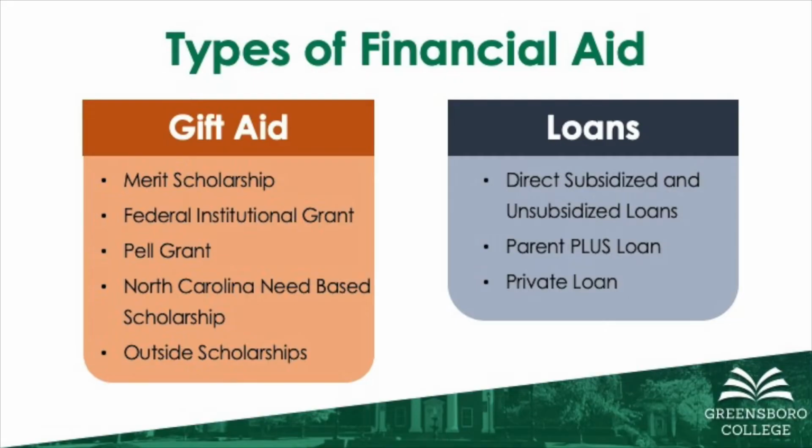There are two types of financial aid: gift aid and loans. Gift aid includes merit scholarships. If a student is eligible for a merit scholarship, they will receive that information at the time of their acceptance letter from Greensboro College. Institutional grants, federal Pell Grant, North Carolina Need-Based Scholarship for students from North Carolina, and outside scholarships. Those are all considered gift aid, money that does not require repayment.